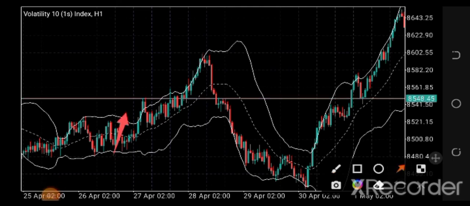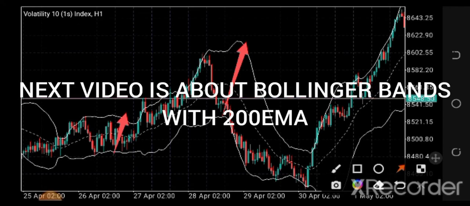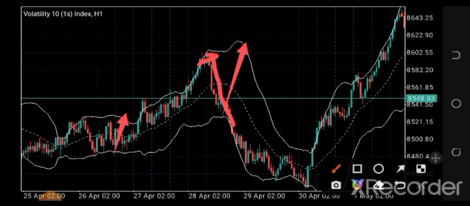Here the market was in a range, but when it reached here, this means that the market was too volatile, and this shows also that if you enter a position, it can be at least a long position. But if you enter a position here, it will be a short-term position.